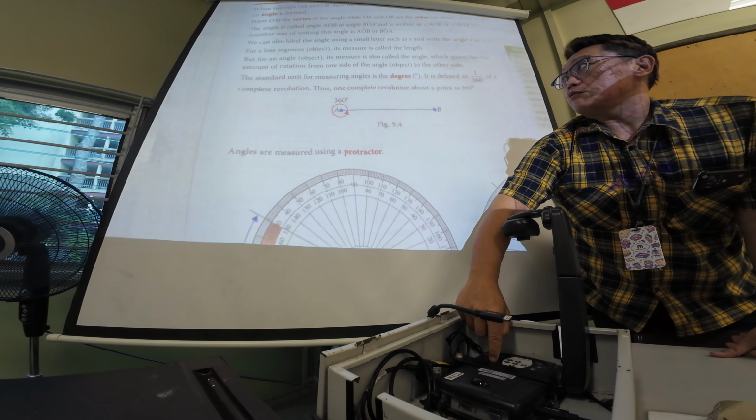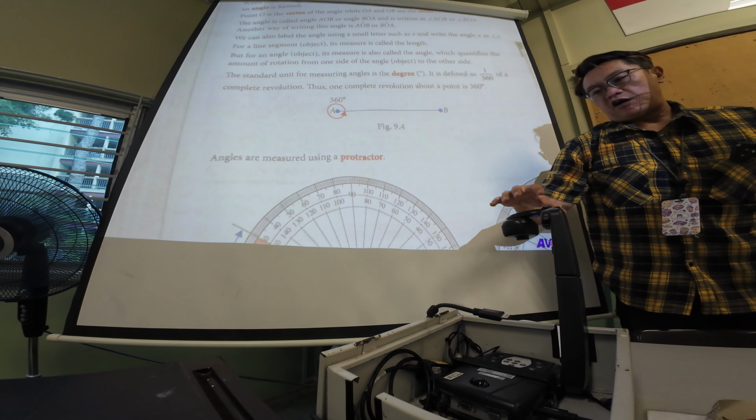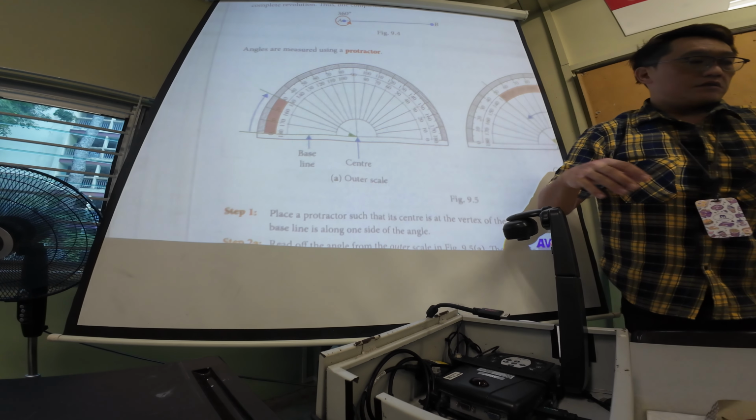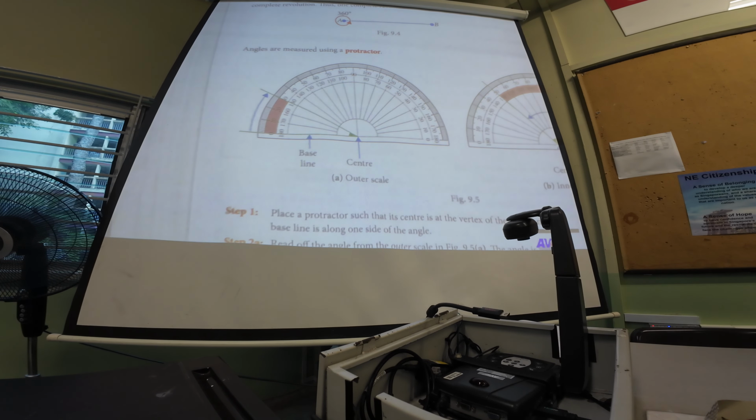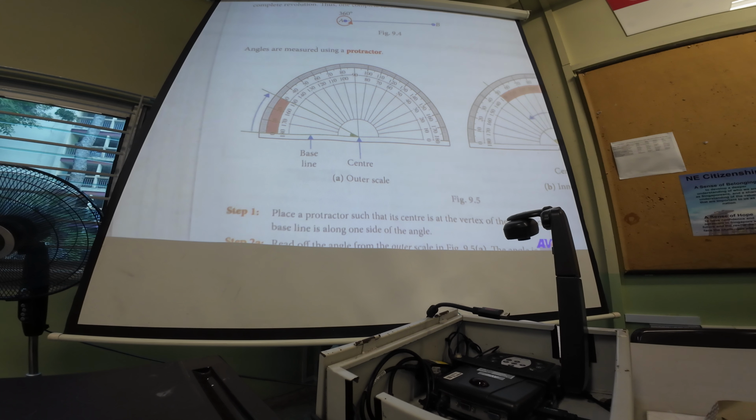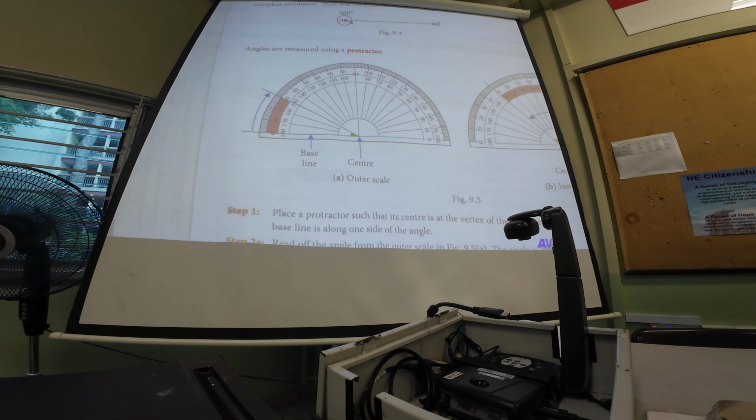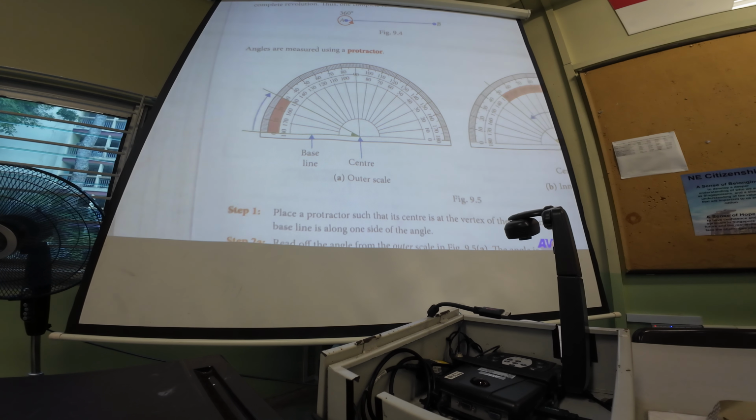Okay, we talk about angle being a measurement of rotation. Okay? So if two lines are parallel, there is no angle between them. There is no rotation between two lines that are parallel. They go in the same direction. But once one line is going in a different direction, there is a rotation about a point, then we start to be able to measure this amount of rotation.